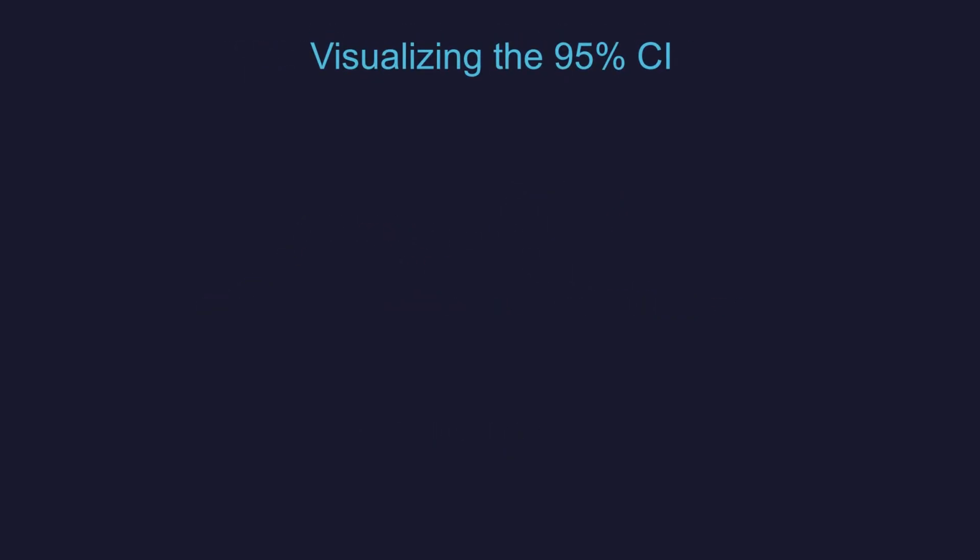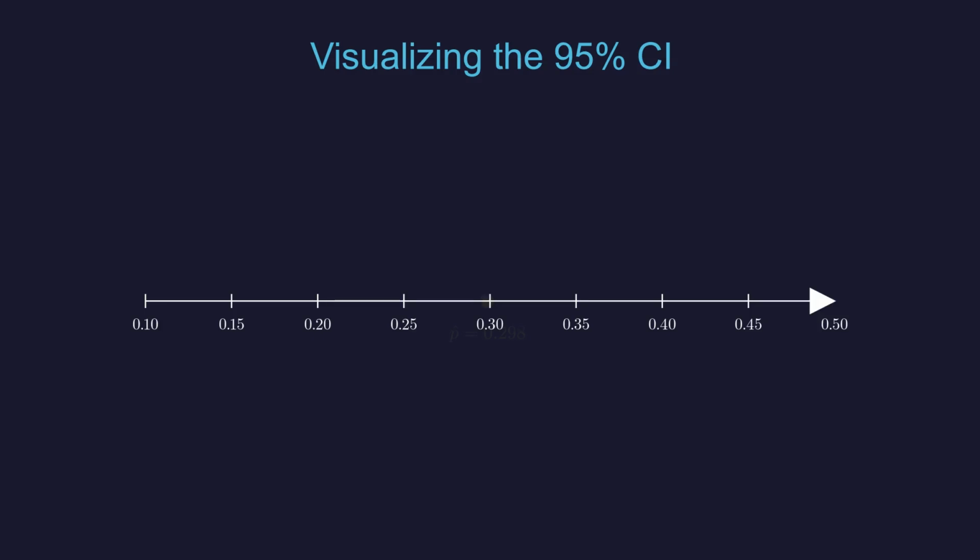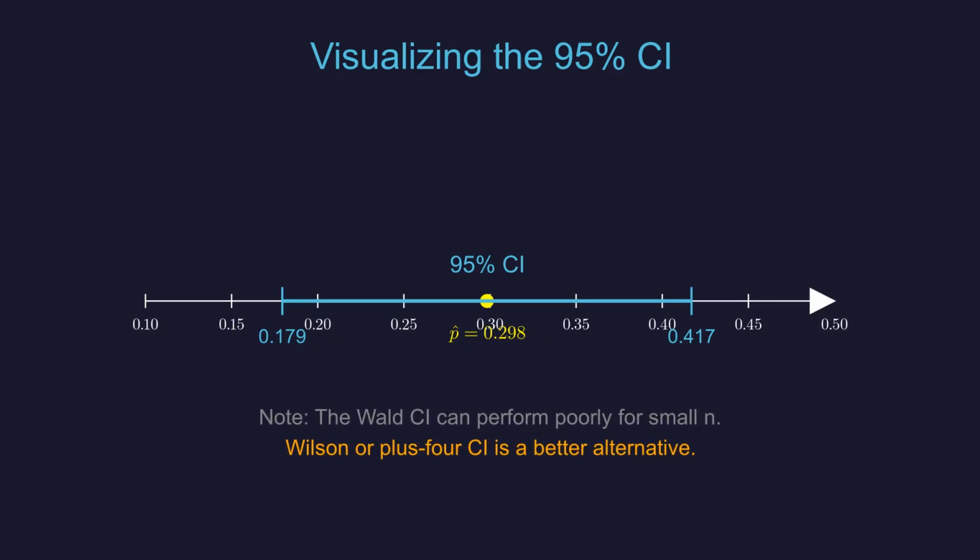Let's visualize this for our smoking example. With p hat of 0.298, a sample of 57, and a 95% confidence level, the margin of error is about 0.119. The confidence interval stretches from about 0.179 to 0.417. We are 95% confident the true smoking prevalence lies in this range. One important caveat: the Wald interval can perform poorly when the sample size is small or p is near 0 or 1. In those cases, the Wilson or +4 interval is preferred.